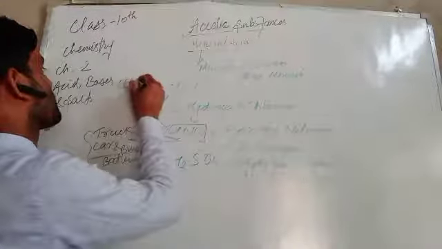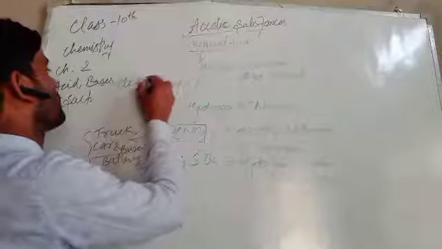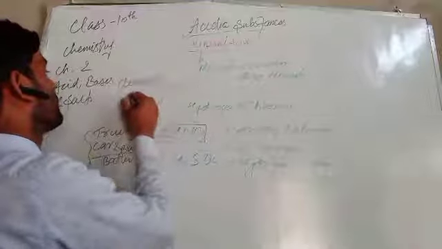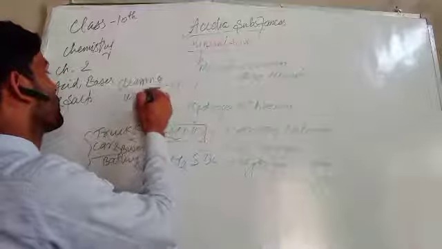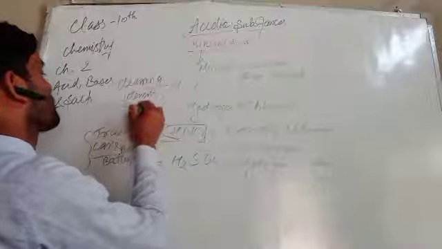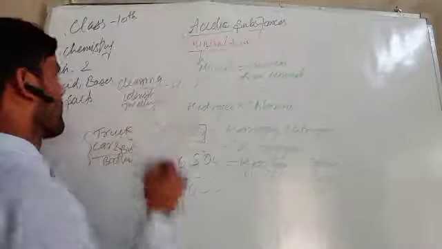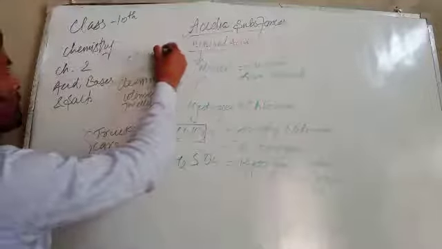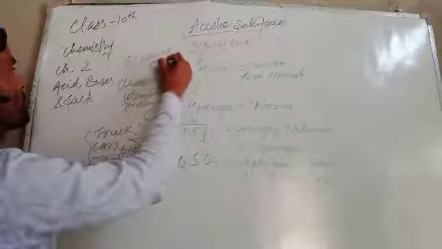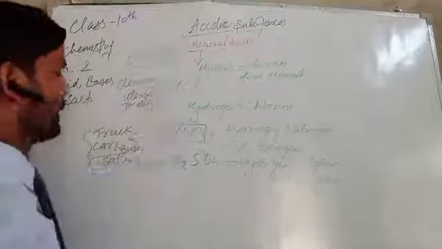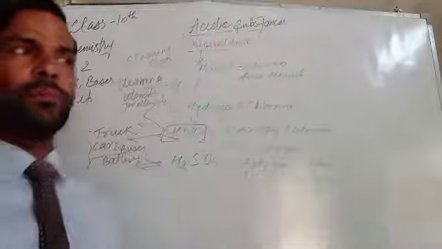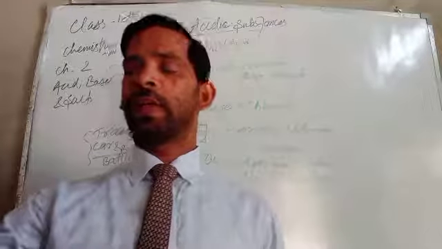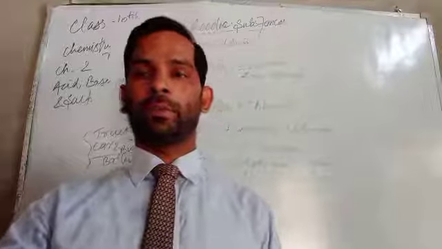Hydrochloric acid is used for cleaning utensils, jewelries, and can also be used for cleaning floors as well. So most types of acid, which are the mineral acids, can be used for cleaning purposes.